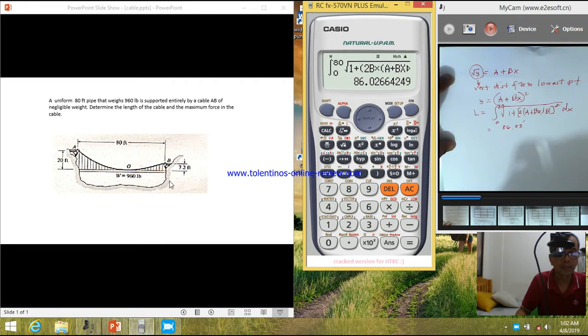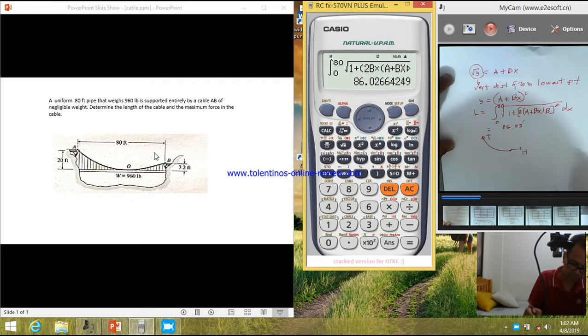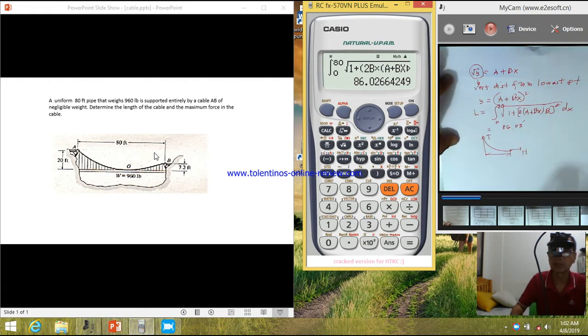will be at A. So I want the value of the H there. Of course, this is the maximum force T. Now, to get this horizontal distance, that is just the x-intercept.